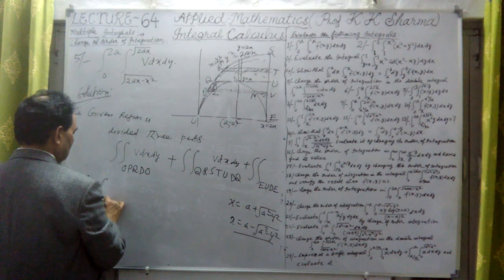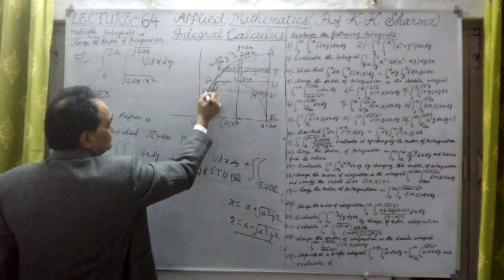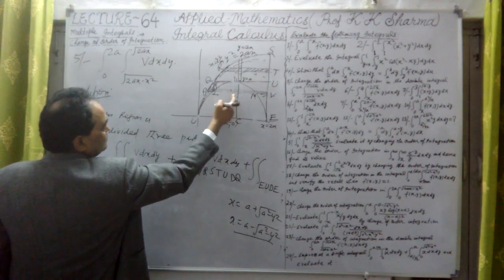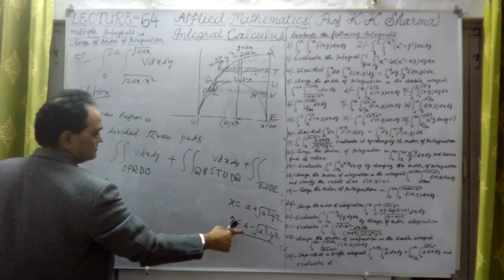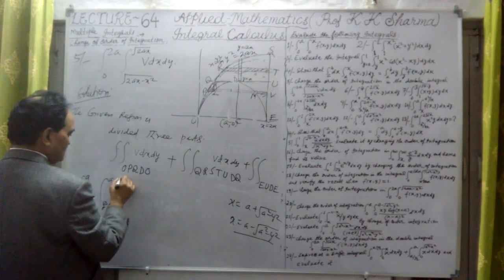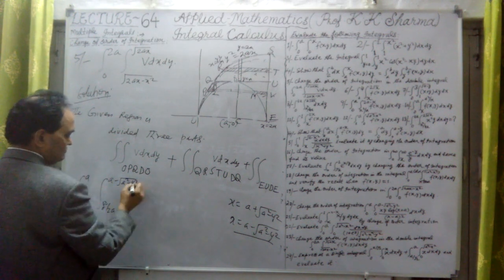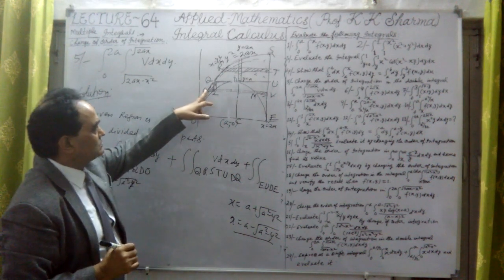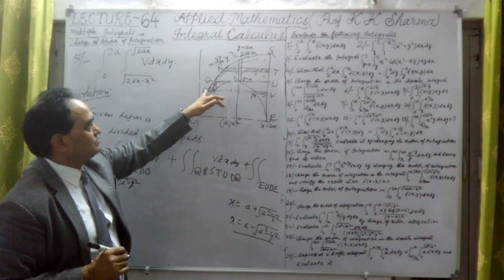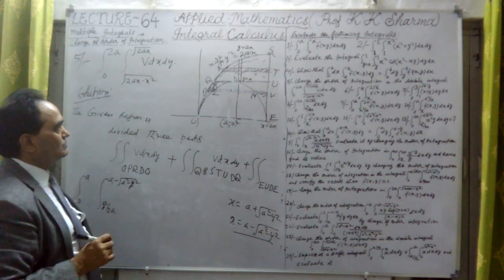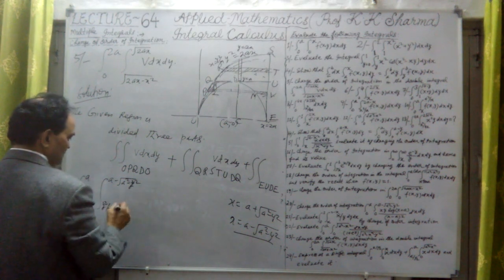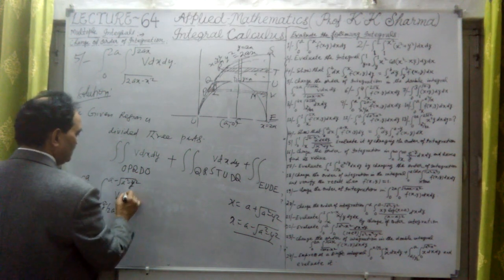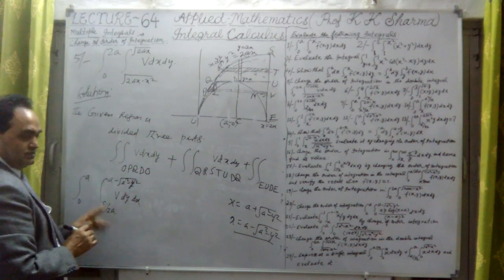Y square upon 2, the r equal to at this point. But at this point P, what we are having, a is lower than this a, so this will be the limit x equal to a minus the root of a square minus y square. This is the x coordinate here. The lower limit is on the arc, the parabolic arc, x equal to y square upon 2. That we have written, and this is the v dx, but here we have written dy dx. This is the first limit here.